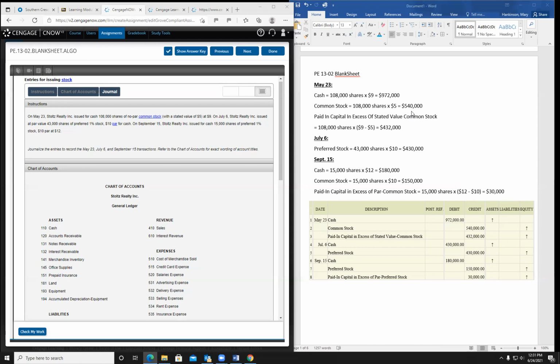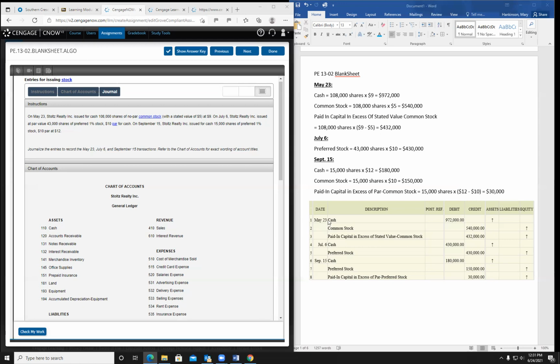Now we have to determine what was the paid in capital in excess of the stated value common stock. And you could do it one of two ways. You could take the 108,000 shares and multiply it by the difference, or you can just simply take 972,000 minus 540,000, and that'll give you your difference. Both math works out just fine. But once you figure out your calculations, you're going to come down here to your ledger and you're going to do your journal entries.